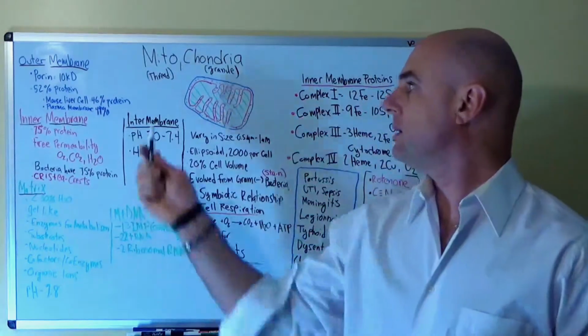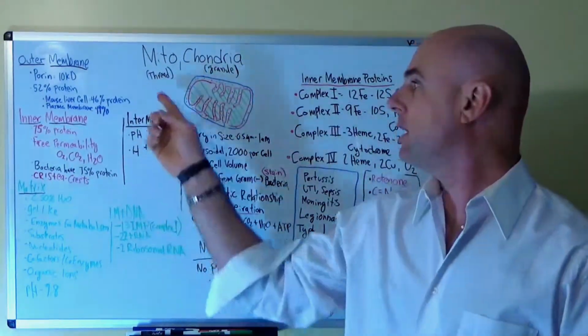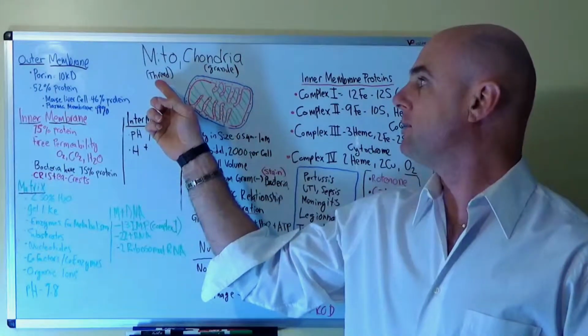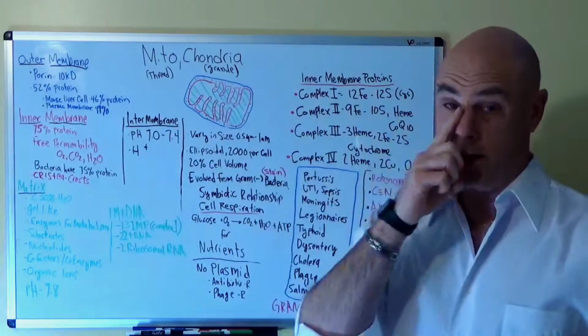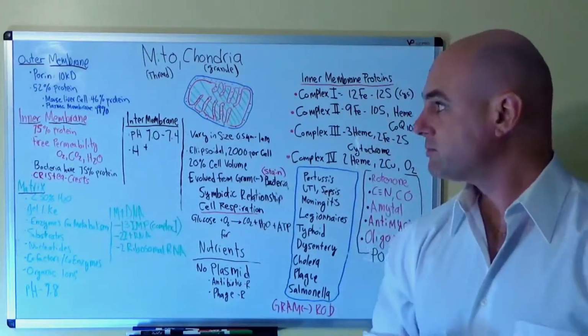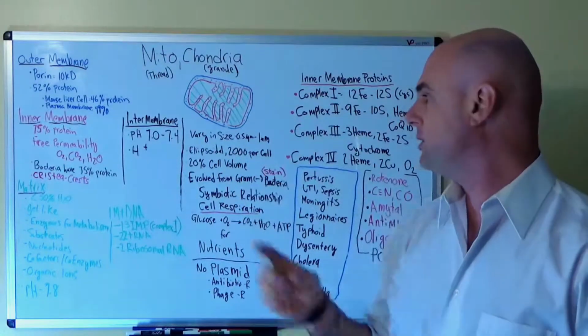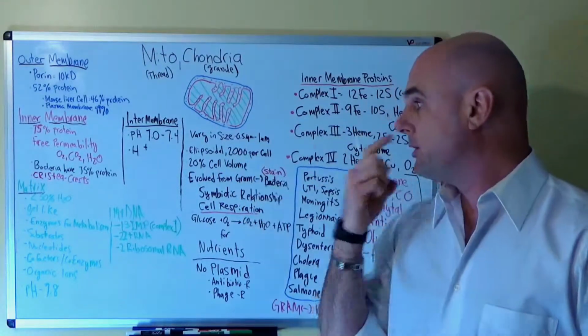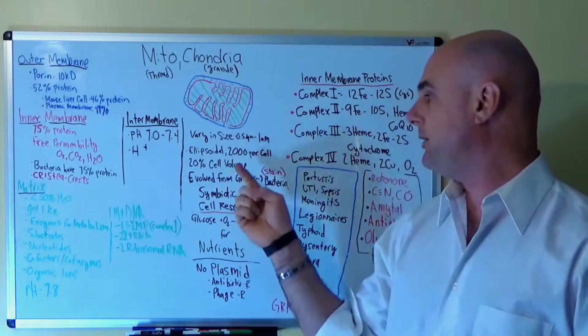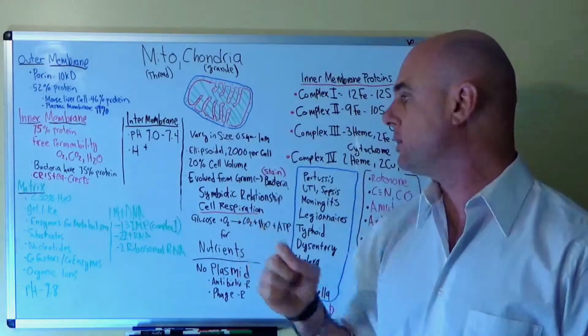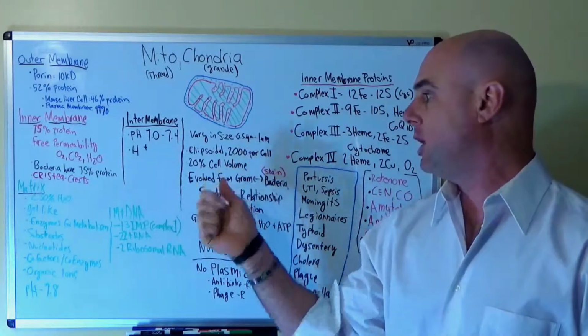Okay, so we have mito and chondria. Mito breaks down to thread, and chondria is granule. So the mitochondria vary in size from 0.5 micrometers to 1 micrometer. They're ellipsoidal in shape, and there can be up to 2,000 mitochondria per cell, which makes up about 20% of the cell volume overall.